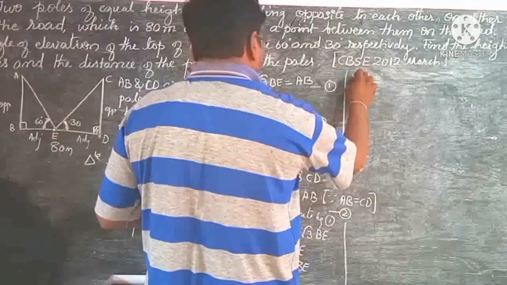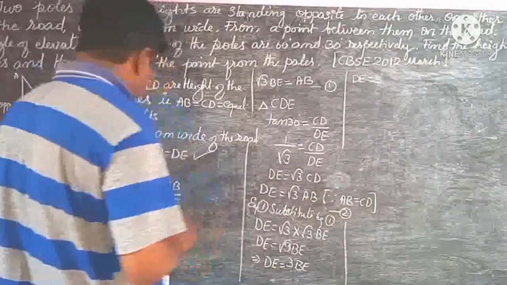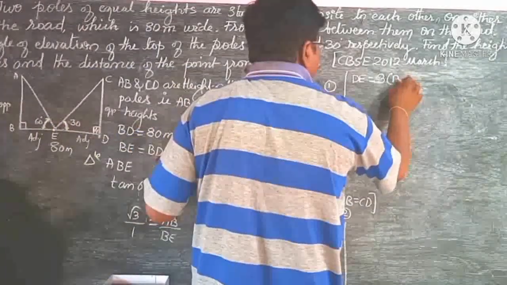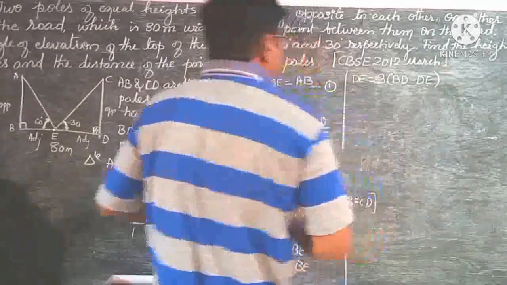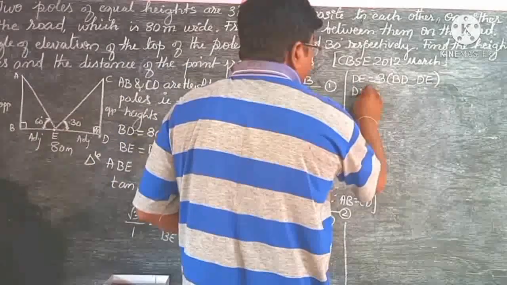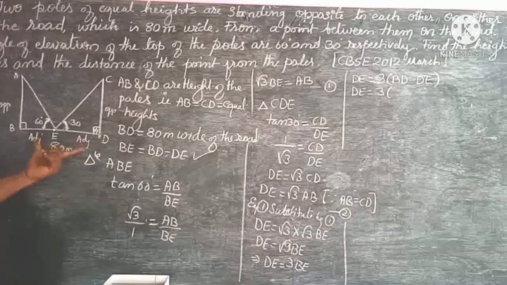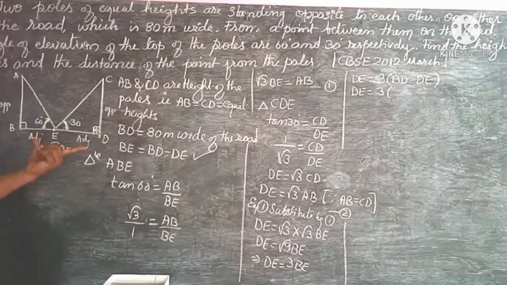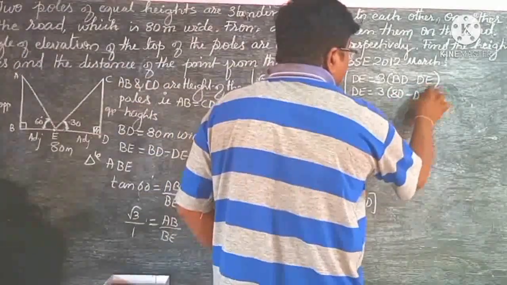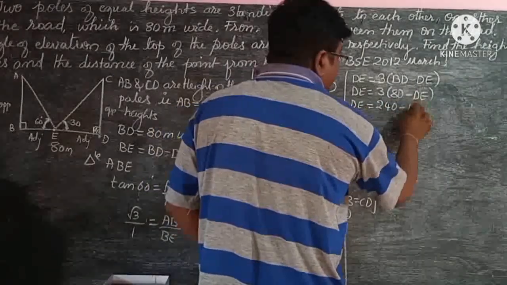So DE is equal to 3 times BE, and BE is BD minus DE. The BD value is 80, which means the distance between the poles is 80 meters, the width of the road. Therefore we substitute: DE is equal to 3 times (80 minus DE). Multiplying, 3 eights are 24, so 240 minus 3DE.